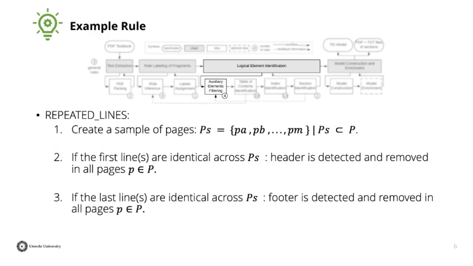To give you one example of what the rules look like, we have the repeated lines rule, which is used to detect general page headers and footers. This rule is part of the auxiliary elements filtering step. First, we create a sample of continuous pages from all the pages in the textbook. Then, if the first lines in each page of the sample are the same, a header is detected and removed in all the pages from the textbook. Footers are detected in a similar way but comparing the last lines in the pages from the sample.